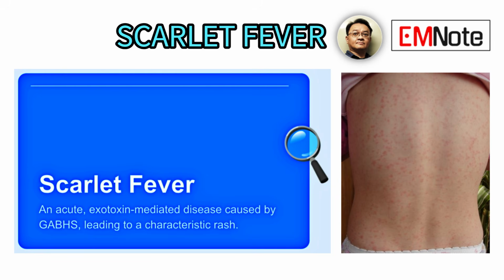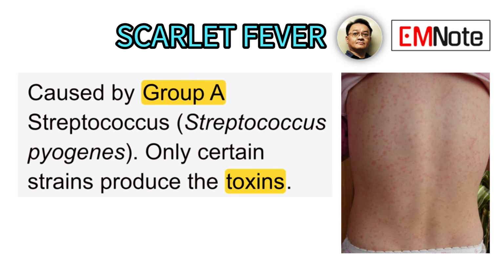So, what exactly is scarlet fever? Well, it's an acute disease, and it's mediated by an exotoxin. The culprit is group A beta-hemolytic streptococci, or GABS for short. And of course, the defining feature is that very characteristic rash. The specific bacterium we're talking about is Streptococcus pyogenes. That's our group A Streptococcus.